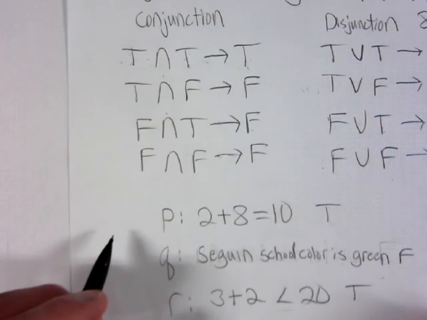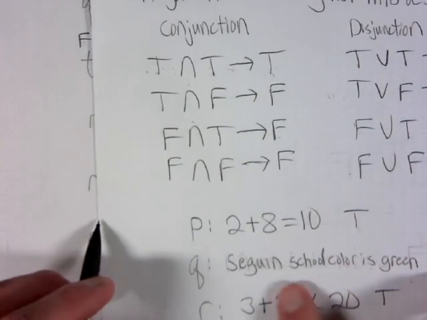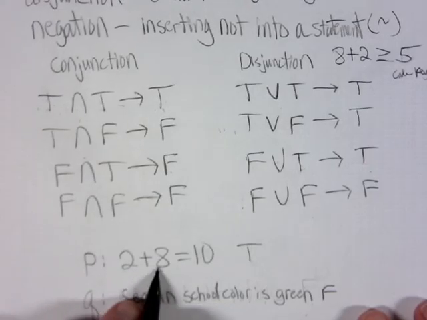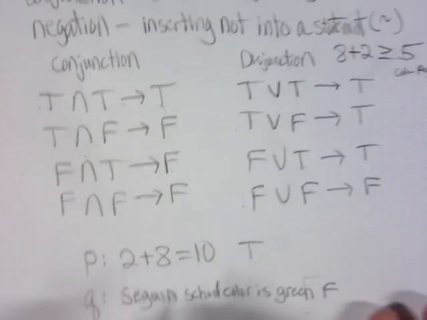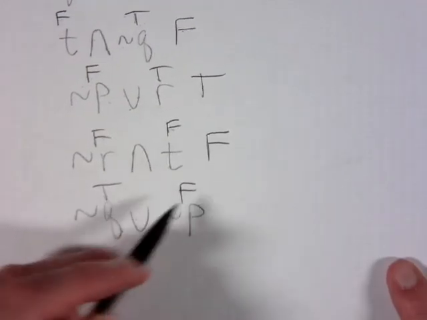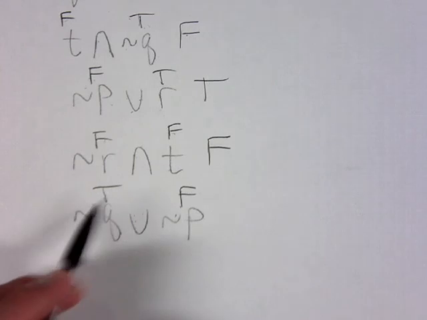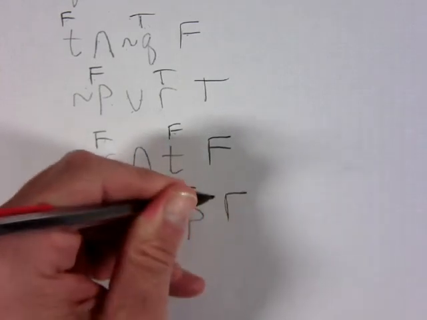Like on this next one, not Q. If Q is Seguin color is green, not Q is Seguin color is not green. That's a true statement. Then we have not P. Well, remember, P is 8 plus 2 equals 10. Not P would be 8 plus 2 is not equal to 10, which is a false statement. And so now what have we got? We've got true or false. And so remember, when you have true or false in an or statement, if any part of it is true, that makes the entire thing true. And so my answer here would be true statement.